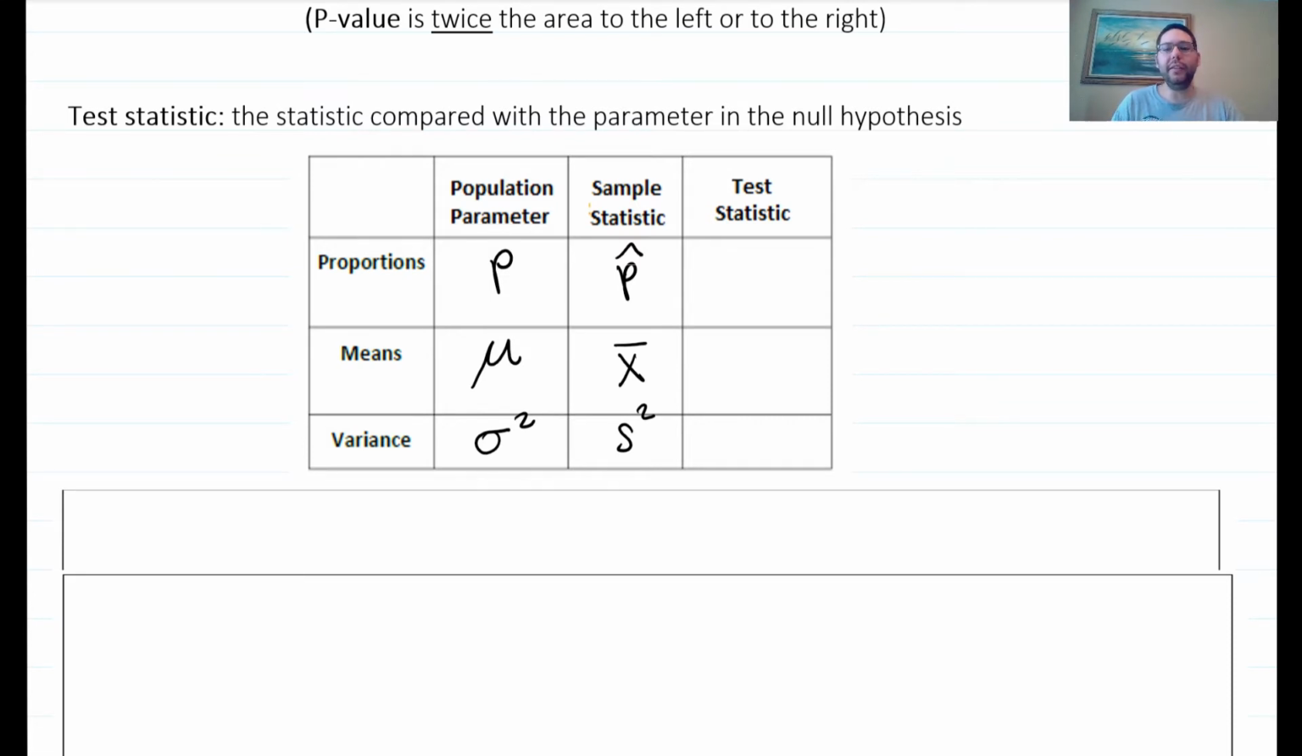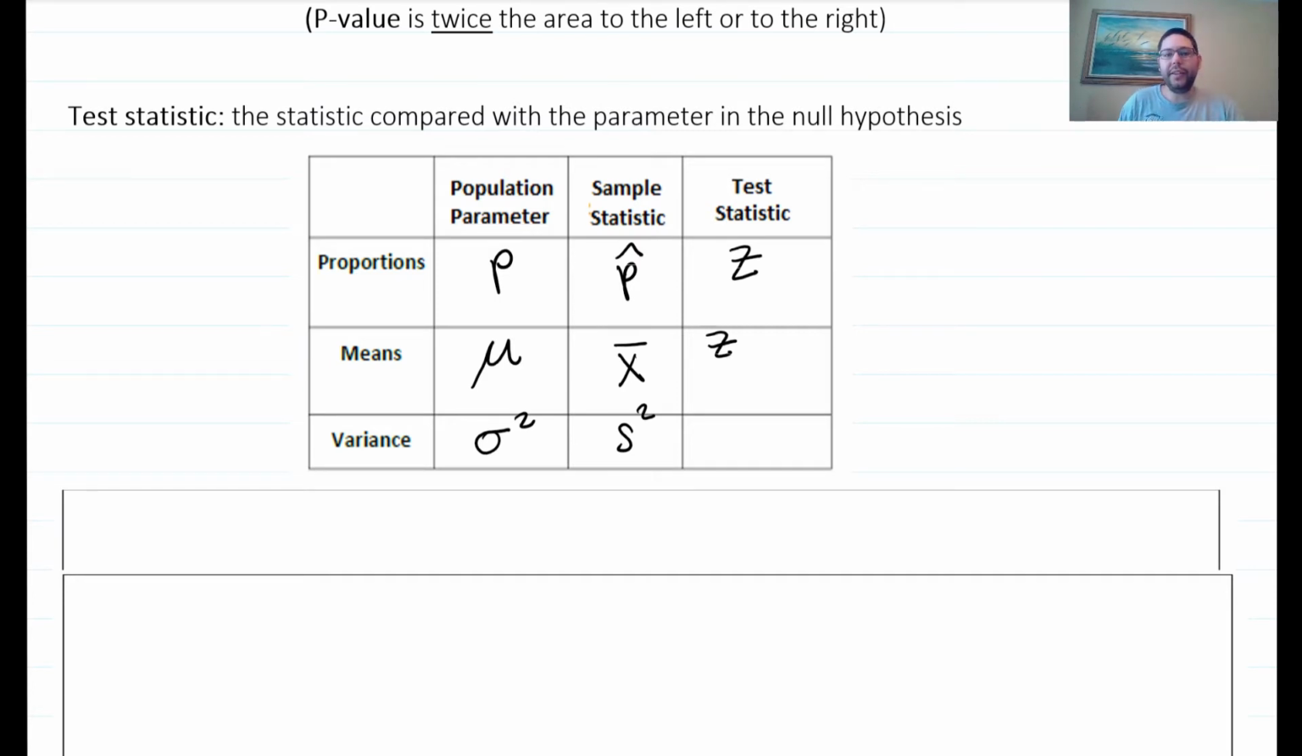Now, what does the test statistic look like? Well, for the proportions, the test statistic is your z-score. You may remember with a z-score, we talked about that in the previous chapter 6. So we're going to be using that, eventually. For the means, we also use the z-score, but we can also use something called a t-score, okay?